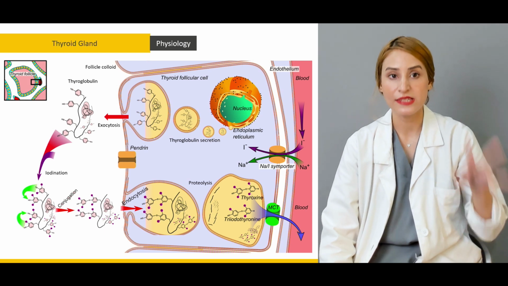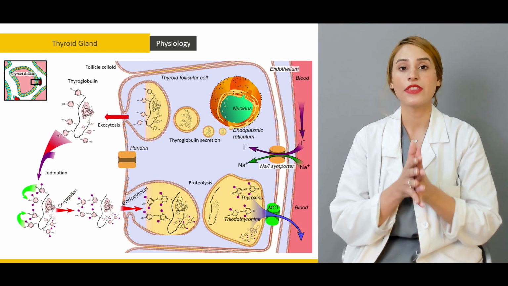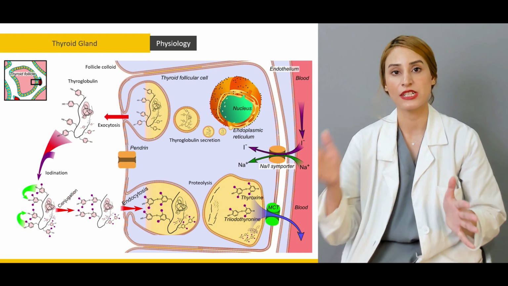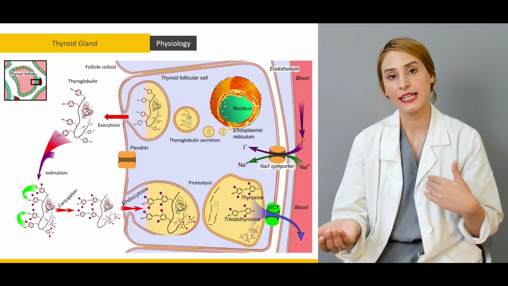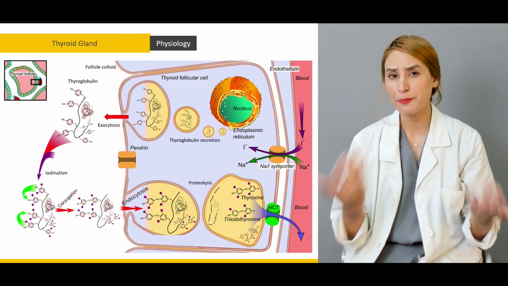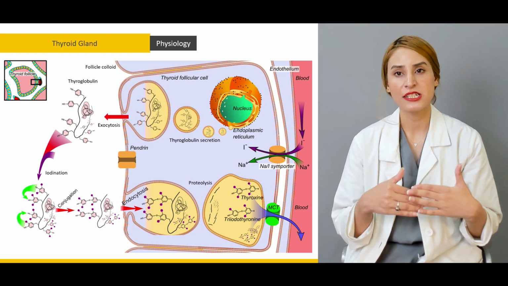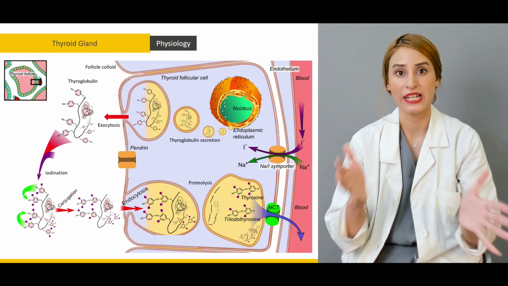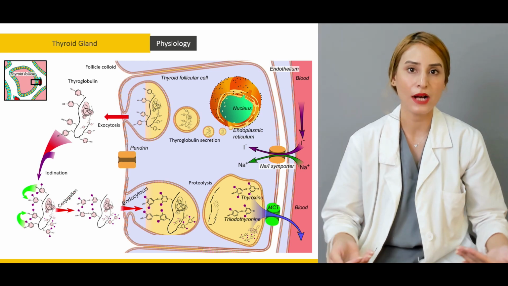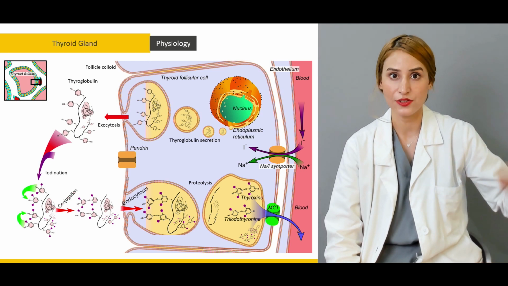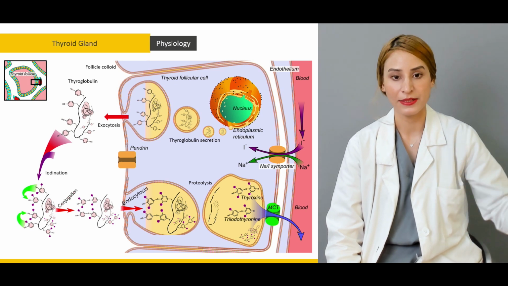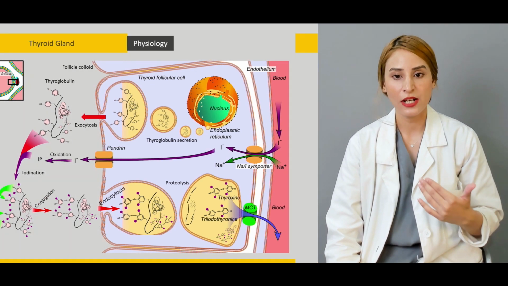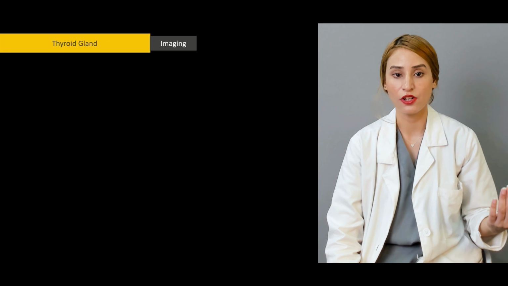So T3 and T4 are the active thyroid hormones which are transported into the blood, and most of them are bound to the thyroglobulin, but only the free form of T3 or T4, the unbound form, which is not bound to proteins or albumin or thyroglobulin, is the active form. So that was the whole physiology.